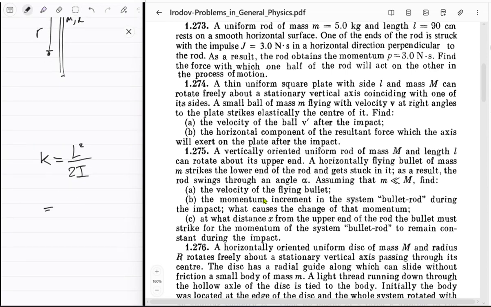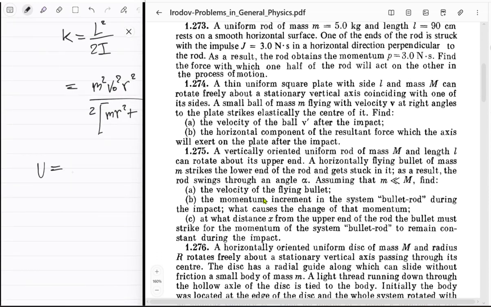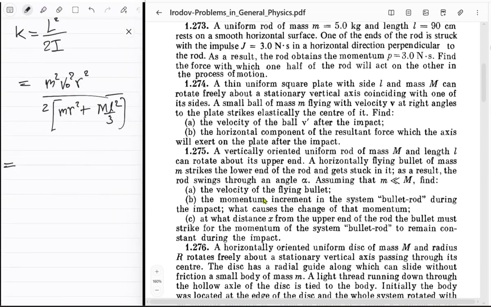So this is m squared v naught squared r squared upon 2 times inertia. The inertia of the whole thing is m r squared plus m l squared upon 3. Cool. That's the final kinetic energy. And what's the potential energy at any given moment? Oh yeah, okay, this is the kinetic energy just after impact, because after that it's going to change because of gravity, right? So yeah, that gives you our kinetic energy.